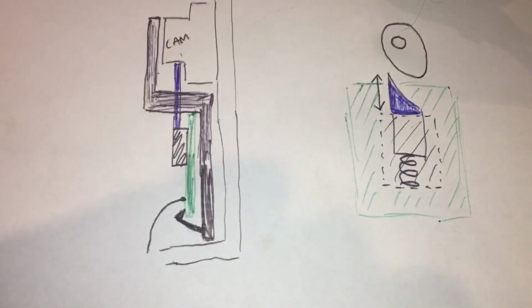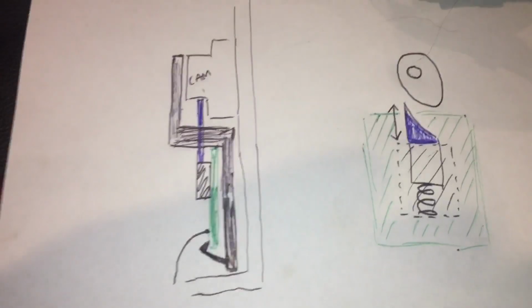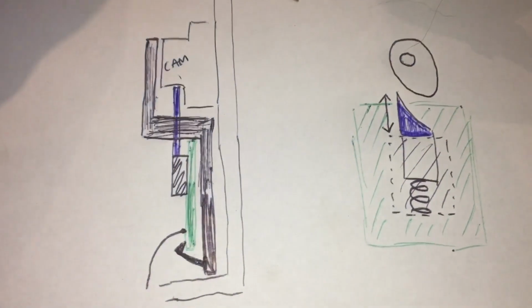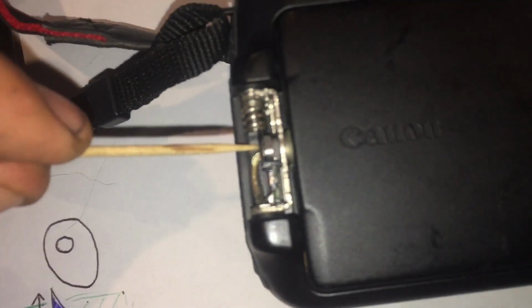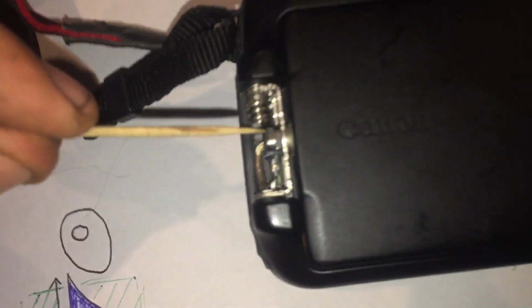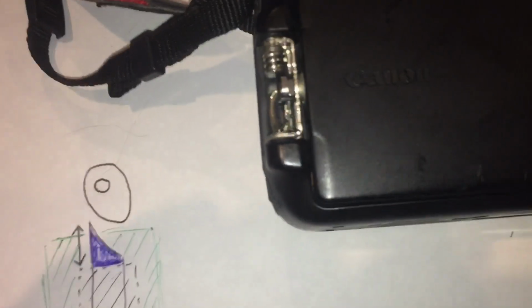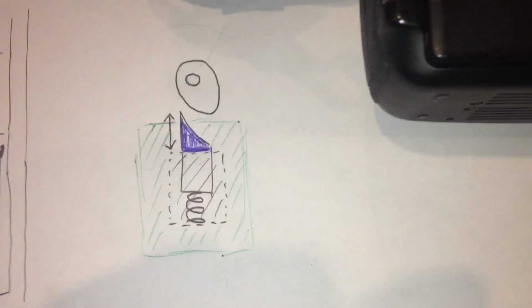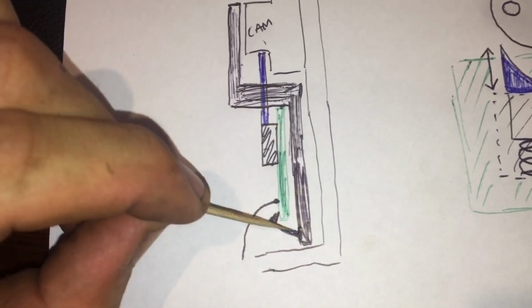So you have the green part's a little board, the black part is the switch, and the blue part is a spring-loaded tab that is pushed down by the little metal cam that's in there. So as the screen spins around, this cam here rotates and pushes the switch up and down. Very, very simple.